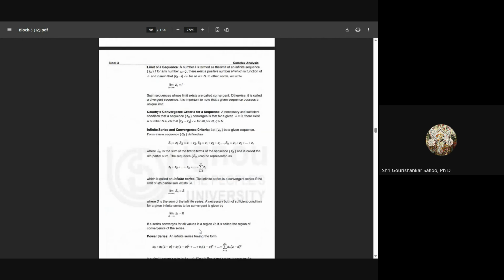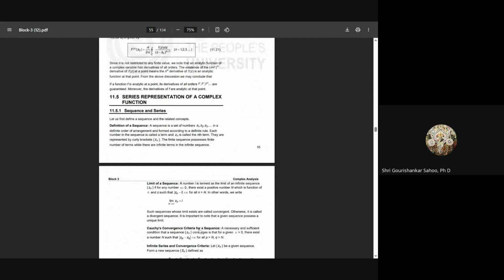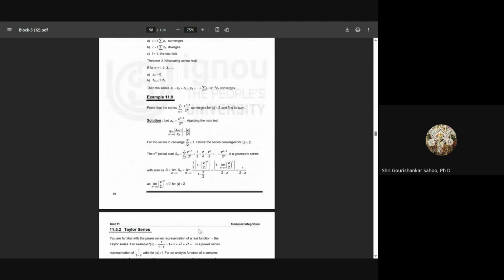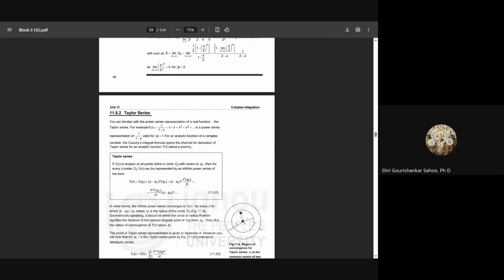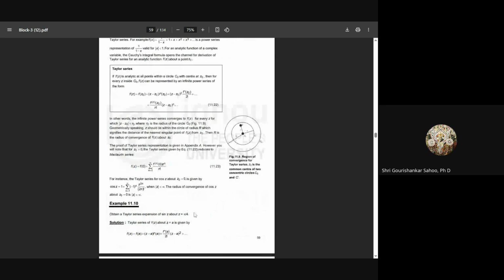Okay, so this is it. Then sequences and series, you know these power series and other series. Then the Taylor series: f(z) is equal to f(z0) plus (z minus z0) f dash z0 plus (z minus z0) square f double dash z0 by 2 factorial plus, and so on and so forth, f to the power n z0 by n factorial times (z minus z0) to the power n.